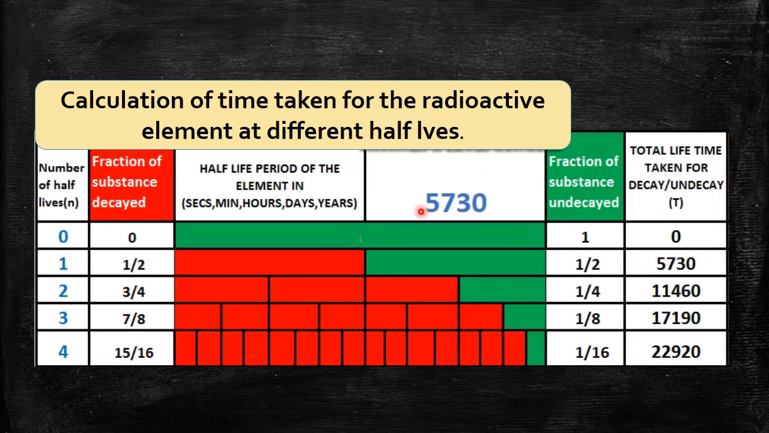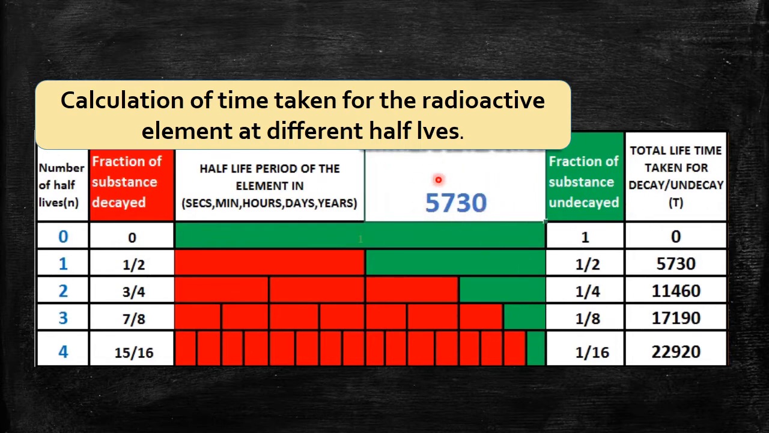Here, this is the time taken for both decay as well as for undecay. Are you clear? For example, in this particular element, the time taken for 7/8 of the element to decay takes 17,190 years. For the same element, the time taken for 1/8 of the element to not decay, that is undecay, is also 17,190 years.